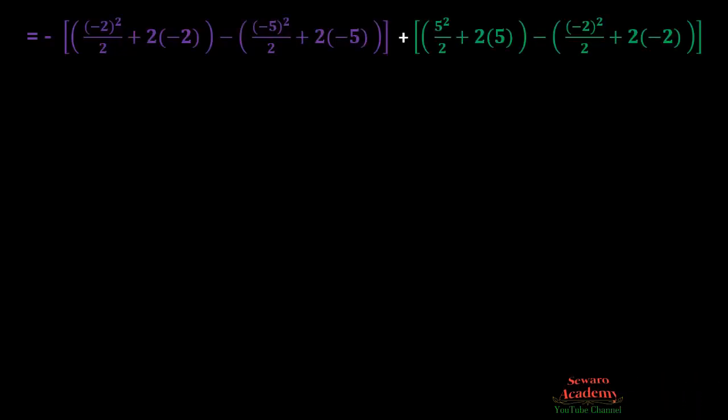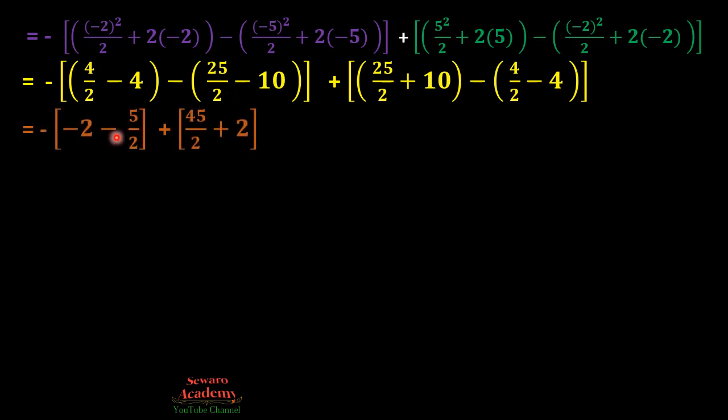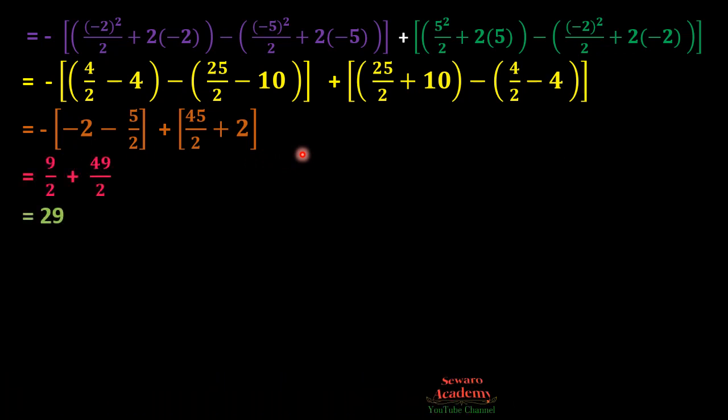So this is the same step. Now we simplify. After simplification we get 4 by 2 minus 4, and from here we get 25 by 2 minus 10, this plus sign, and from here we get 25 by 2 plus 10 minus, from here we will get 4 by 2 minus 4. Then for the simplification we will get this, which is very simple, and at last we get the answer 29. So this 29 is the answer for question number 5, where we have used property number 2.